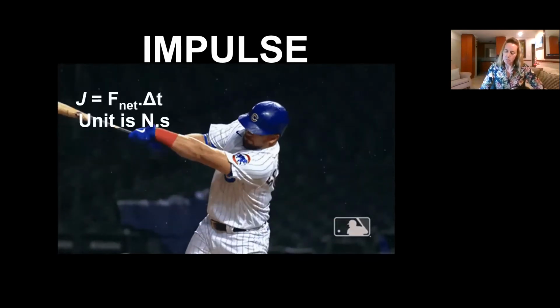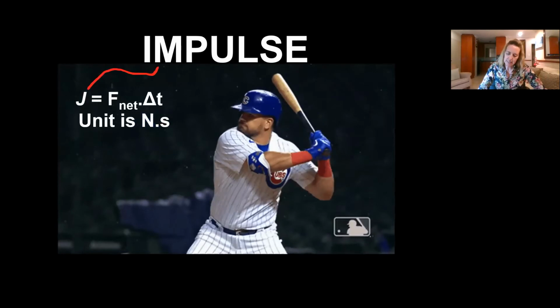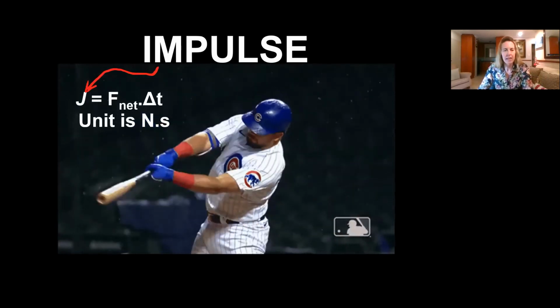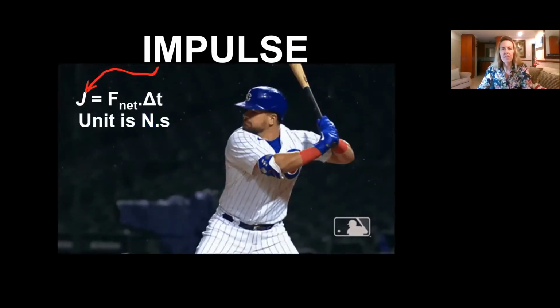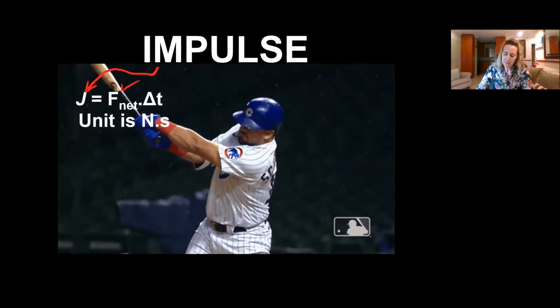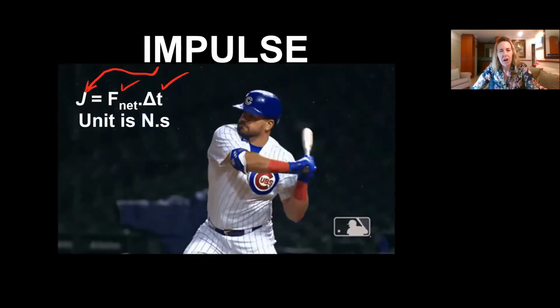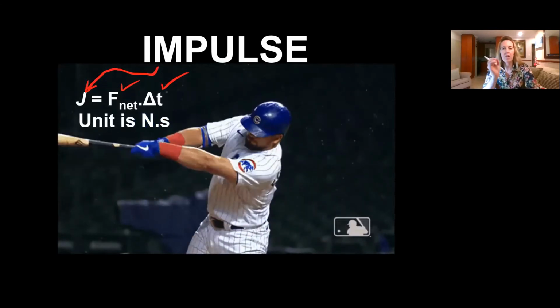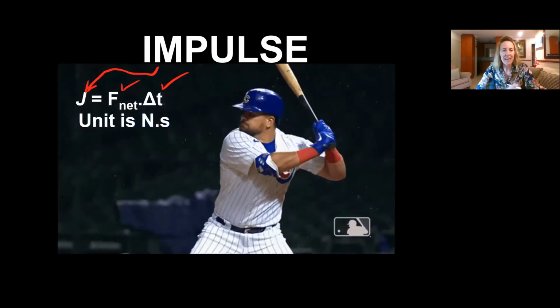And that's exactly what impulse is. The symbol for impulse is lazy J, a capital J, and it is the product of the net force acting on an object and the contact time through which that force acts.